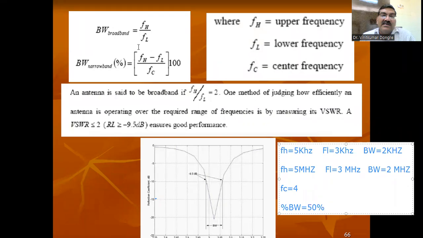If I take another one, where the higher frequency is 5 and lower frequency is 1, then obviously the percentage bandwidth of that antenna will change. But in this case, although they are operating at lower and higher frequency, the percentage bandwidth is the same. So how should I claim whether I have made an improved antenna or not? We compare the percentage bandwidth. Okay, so that's why this is given here.